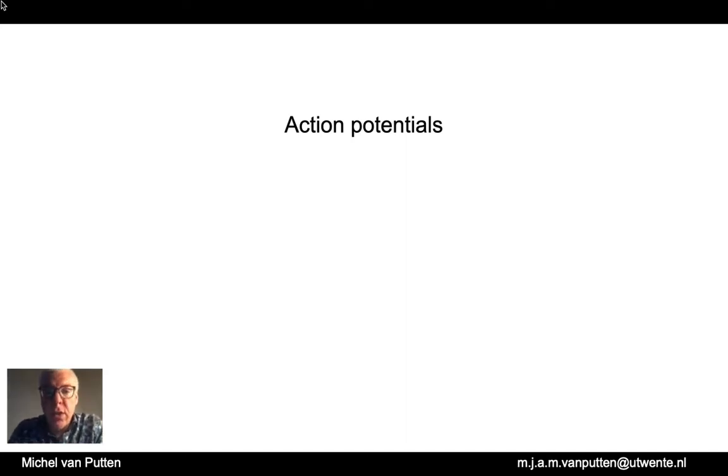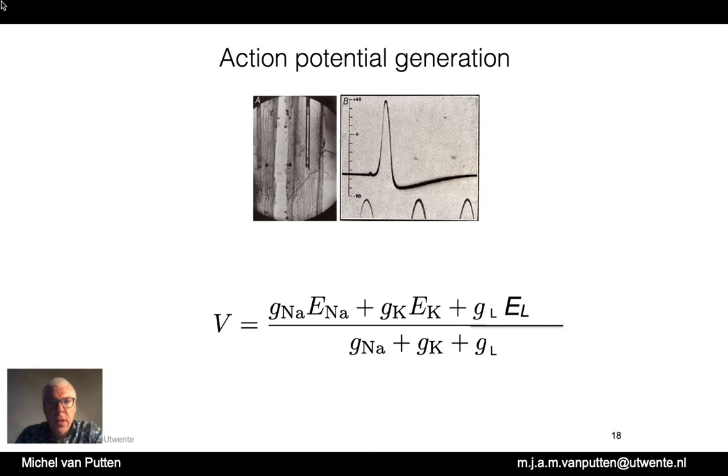So in part 2, we will discuss the generation of action potentials. This is what we just discussed, actually, where we ended the last screencast with an expression of the membrane voltage given by basically a weighted sum of the Nernst potentials. So this is the Nernst potential of sodium, the Nernst potential of potassium, the Nernst potential of the leak currents. They need to be multiplied with their conductances and divided by the sum of the conductances. And that will result in the resting membrane voltage.